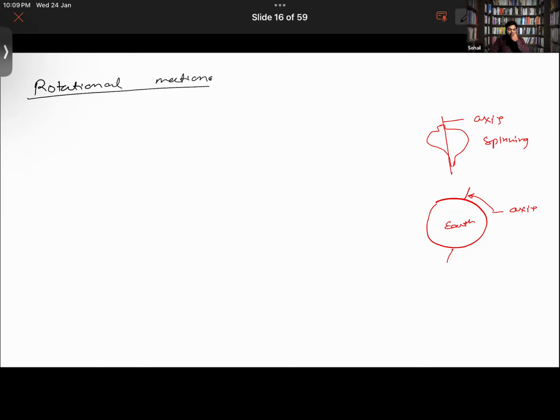It is defined as a type of motion in which the body is moving about an axis, right? So when a body moves in a circular direction about an axis, these are the examples of it. Hope it is clear. Okay? So that is the rotational motion.